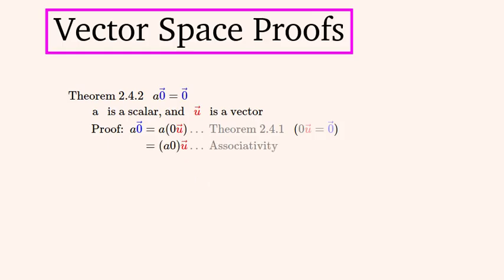Now we'll use associativity to swap the brackets. It's multiplication this time. This multiplication by 0 is a property of scalars that we don't have to prove here. And so we can use the same past theorem again in the forward direction this time. And so this theorem is proven true.